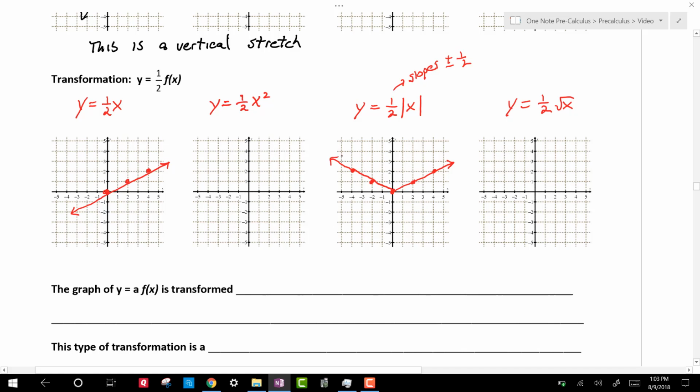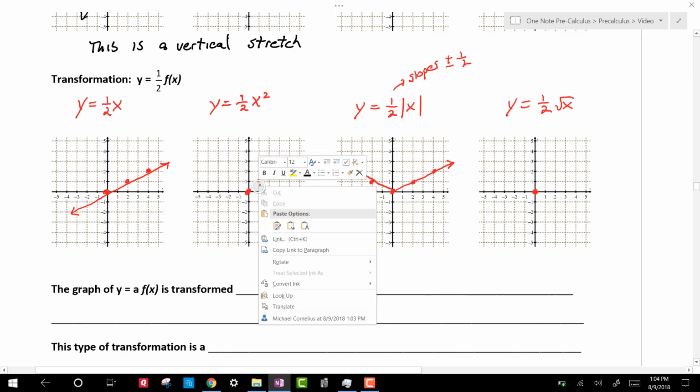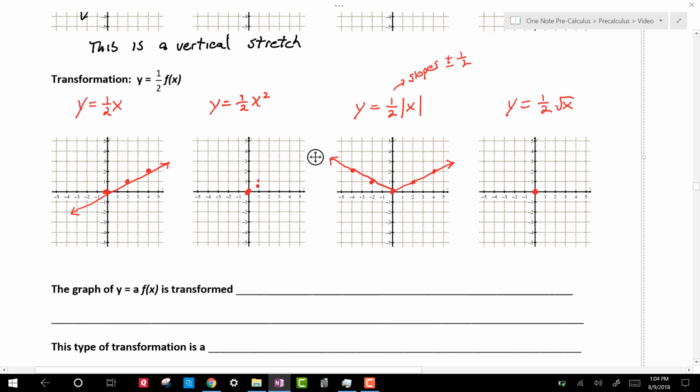Okay, now, as I look at the other two, the vertices didn't move for the parabola. The starting point didn't move for my square root function. But instead of multiplying my y values by 2, this time I'm multiplying my y values by 1/2. So instead of having a point here at 1, 1, I need to cut that in half. I'm going to have a point at 1, 1/2. See if I can get that on there. Right there. That means I'm going to have one on the other side at 1, 1/2.